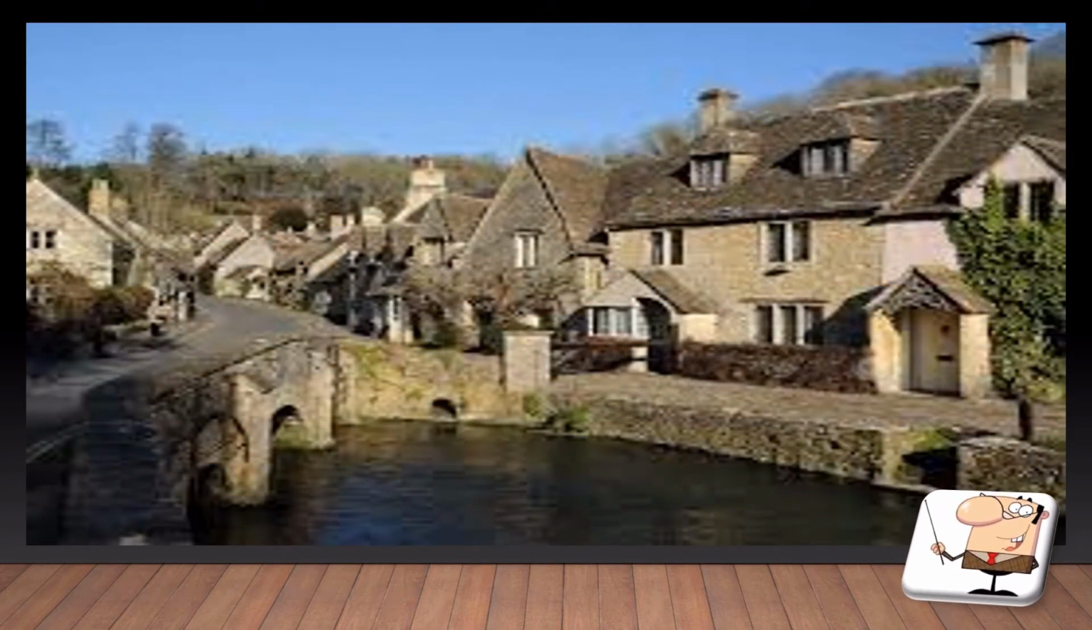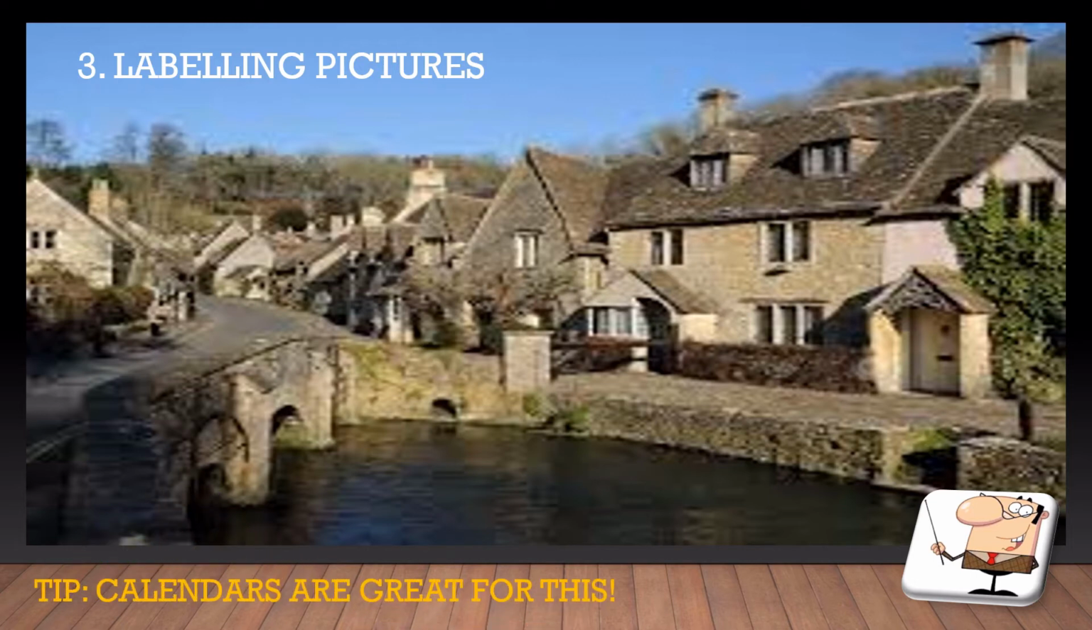Another effective way to learn and remember new vocabulary is by labelling pictures. Calendars are ideal for this as they have large pictures with plenty of room for labelling. And you can have several calendars around the house so you can learn more words of different topics. I would start off by labelling the easiest things first in a picture. So here we have a river, or maybe it's a stream, slightly smaller. There's a bridge, and under the bridge there are two arches.